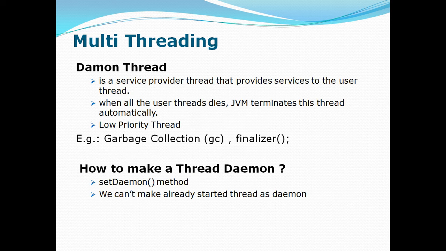Then what is a daemon thread? Daemon threads are nothing but service providers. They help your main user thread, basically the main thread or worker thread. What are examples of daemon threads? Something like garbage collection, finalizer. Whenever your user thread dies, the daemon thread will automatically die. Why? Because those are of no use if your user thread is not working.